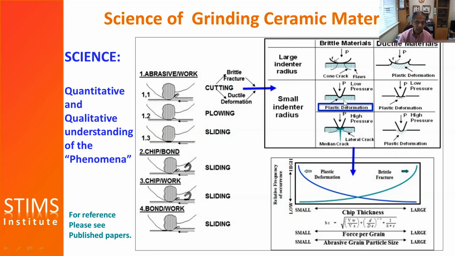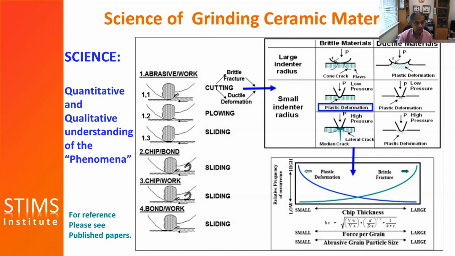But there is a sweet spot in ceramic materials where the radius of the indentor is small and the force applied is small, and you end up having ductile deformation. Now, the reasons will vary with the material, its fracture toughness, and so on and so forth. But essentially, you're trying to operate in this regime. And if you operate only in this regime, it will be called ductile regime grinding.